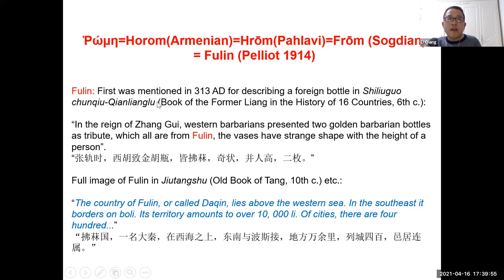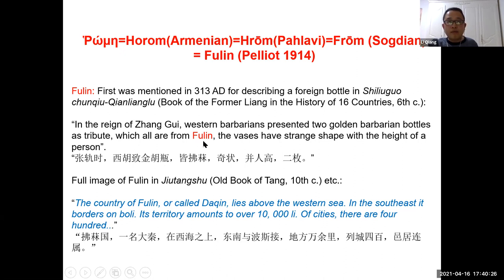Actually, this word was first mentioned in 313. Let's see the source clearly. In the reign of Zhang Gui, Western barbarians presented two golden barbarian vases as tribute, which were all from Fulin. The vases had a strange shape, with the height of a person. So this is the first time Fulin was mentioned.